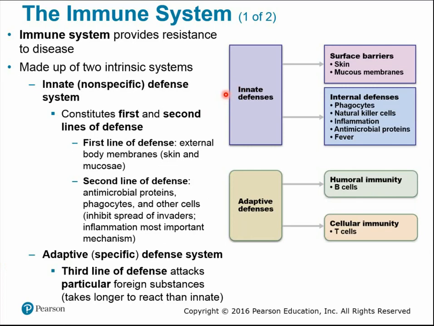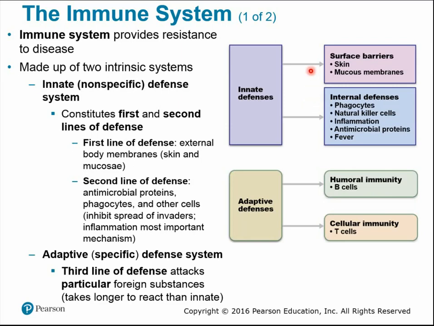Innate means that it's inborn, so you're born with it. You don't have to do anything; you automatically have it. The first lines of defense include your surface barriers, the skin and mucous membranes. The second line of defense includes the internal innate defenses, things like antimicrobial proteins, phagocytes, fever response, and inflammatory response. Pretty much the function of the second line of defense is just to prevent further spread.